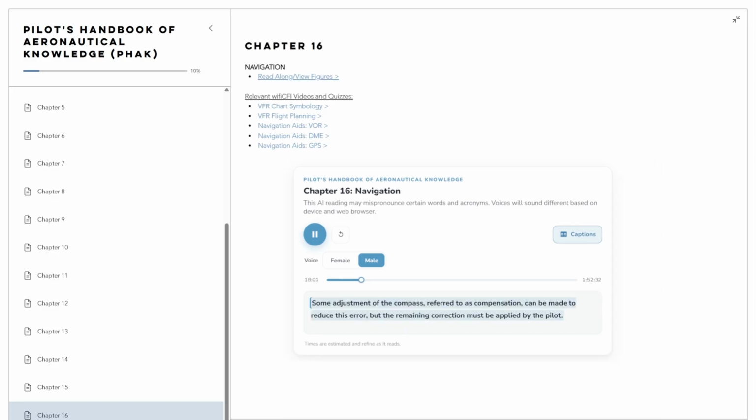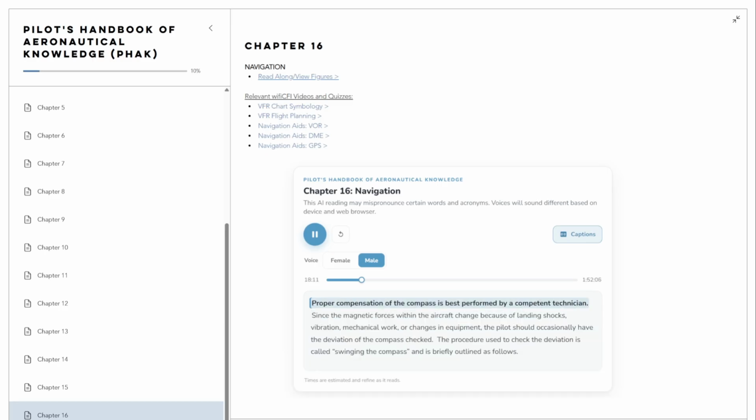Some adjustment of the compass, referred to as compensation, can be made to reduce this error, but the remaining correction must be applied by the pilot. Proper compensation of the compass is best performed by a competent technician. Since the magnetic forces within the aircraft change because of landing shocks, vibration, mechanical work, or changes in equipment, the pilot should occasionally have the deviation of the compass checked. The procedure used to check the deviation is called swinging the compass, and is briefly outlined as follows.